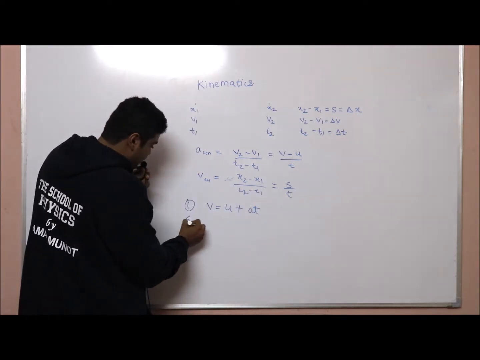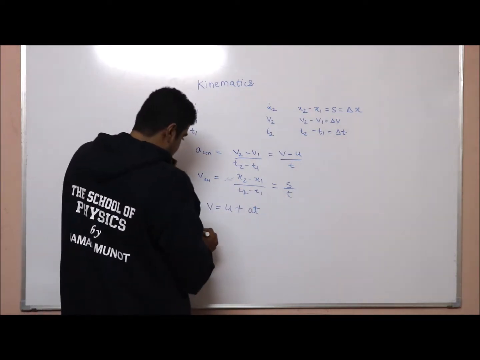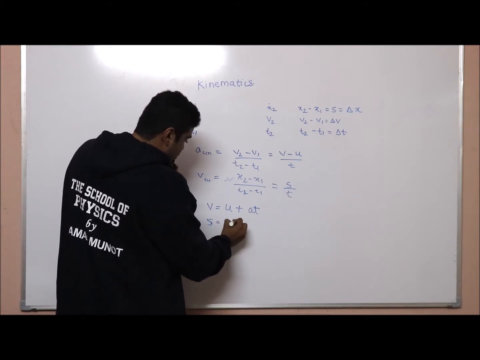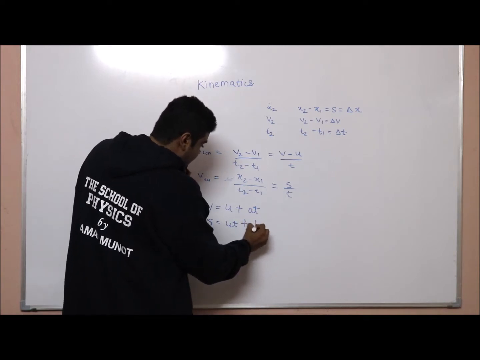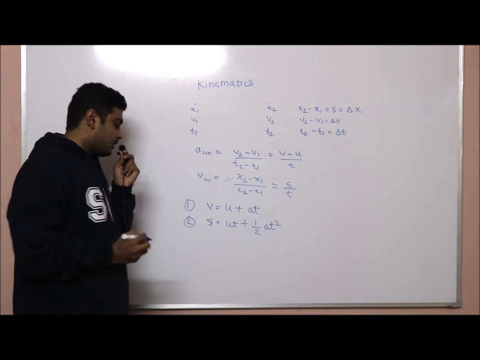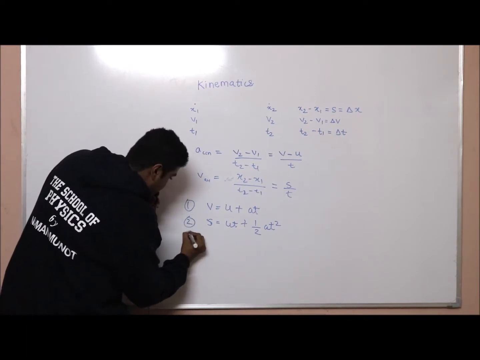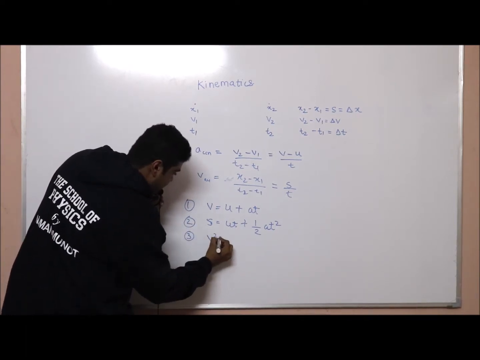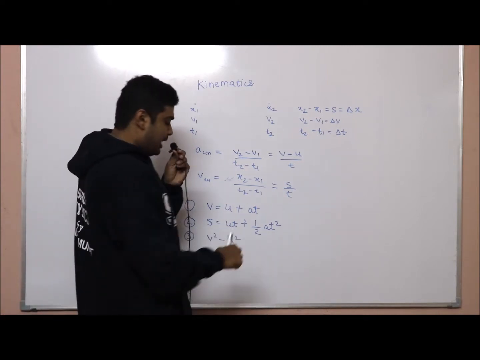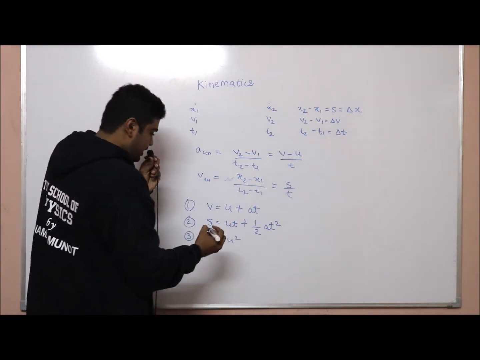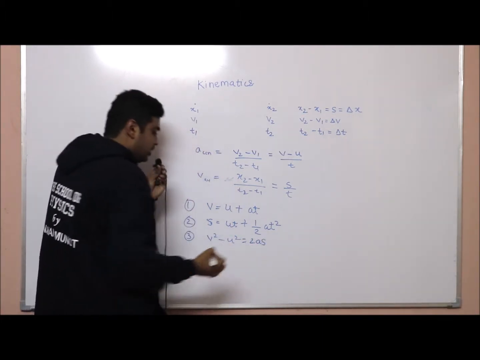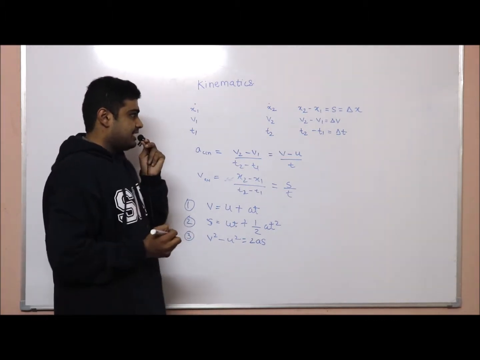The second equation of motion can be written as s, which is the distance, is equal to ut plus half at square. The third equation of motion is v square minus u square, final velocity square minus initial velocity square, is equal to 2 times acceleration into the displacement. S is the displacement.